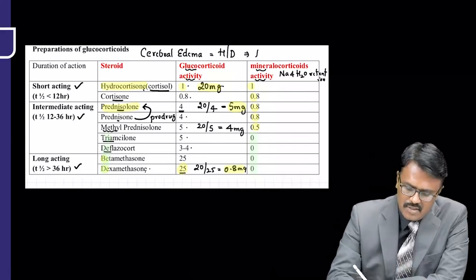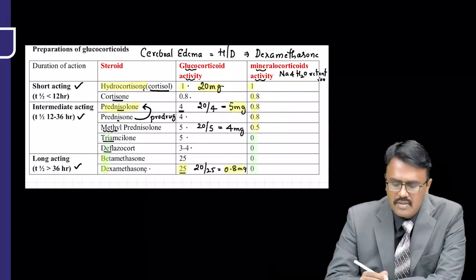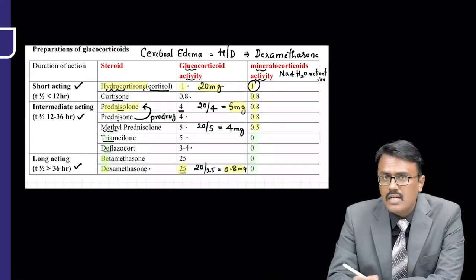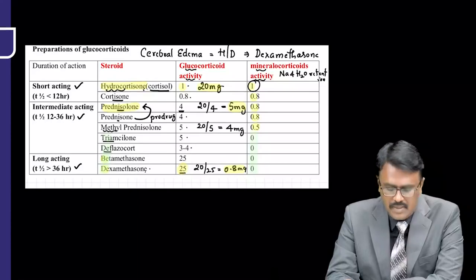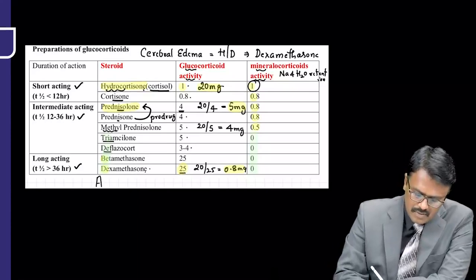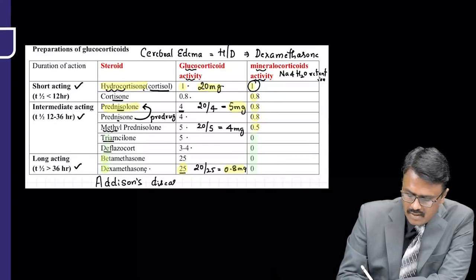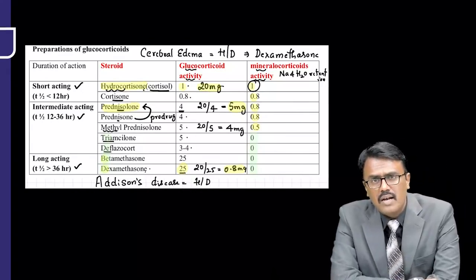Yes, you will be using dexamethasone. Now, why don't you choose hydrocortisone? The reason is hydrocortisone has mineralocorticoid property, and it will increase sodium and water retention and worsen the edema. Another application I will ask you, suppose a patient comes with Addison's disease or Addison's crisis, whatever. Again, I will ask you, will you give hydrocortisone or dexamethasone? What do you use? Pause the video and try to analyze.